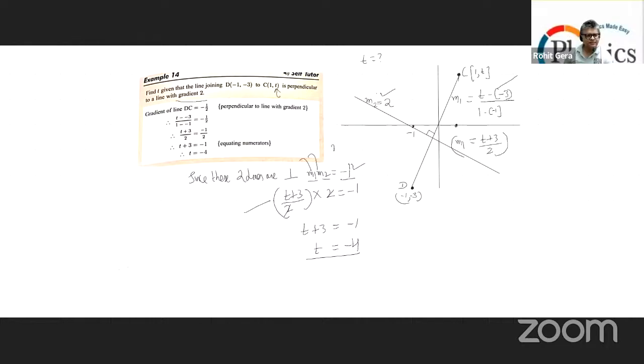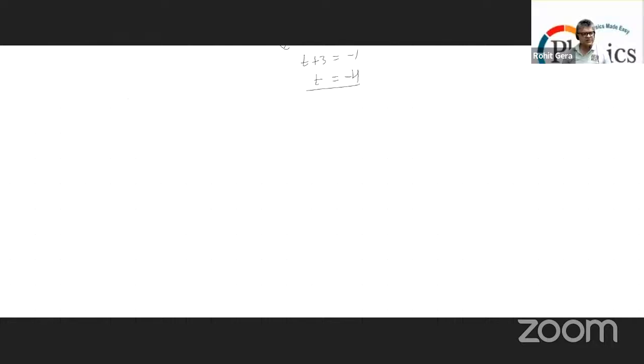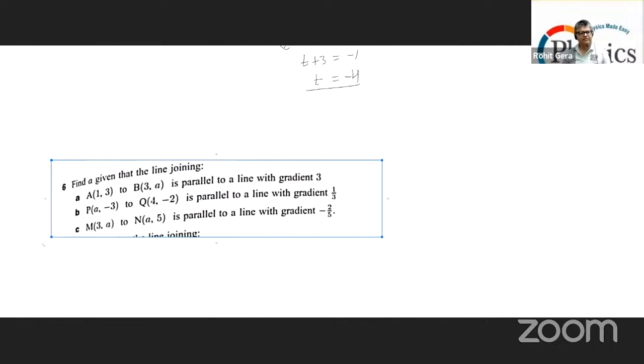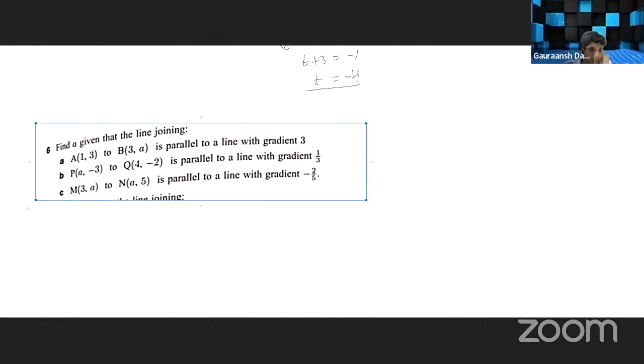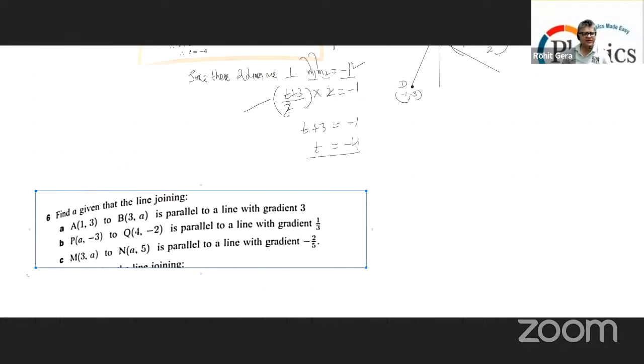Let's do one thing. Now that you understand this question, let's pick up sixth. Looking at the answer above, you do sixth A. Just copy whatever I did, you do the same thing for sixth A. Let me see where you get stuck.